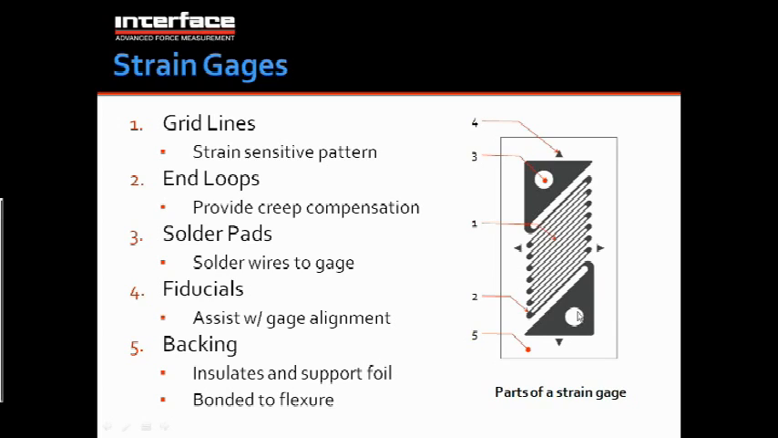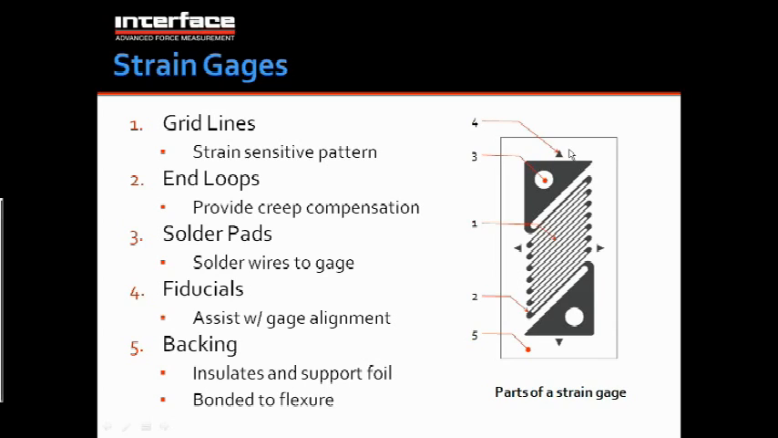Number four is a fiducial. We have at least four, and in some cases we have more. In this case, I only have four here. But what the fiducials do is assist with proper alignment during the gauging process of a flexure.